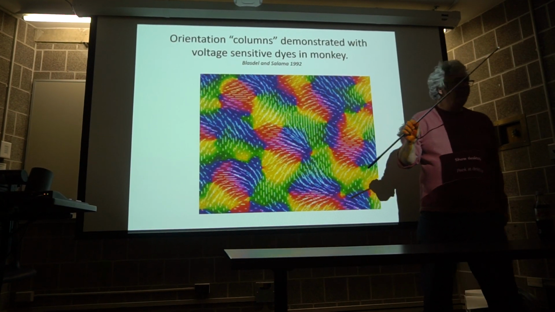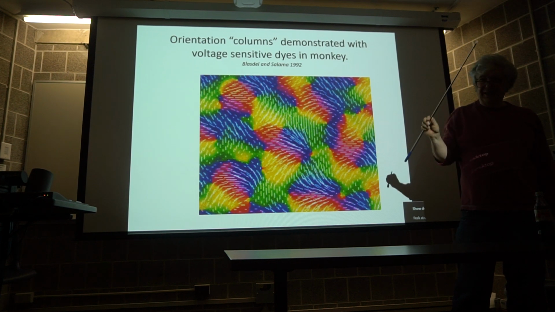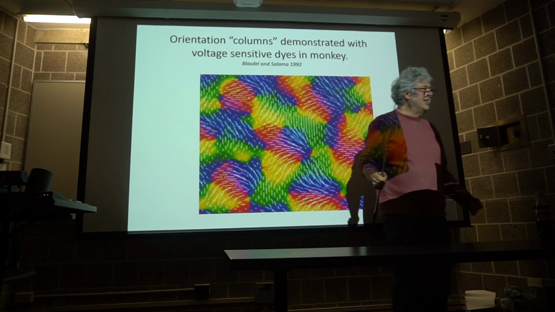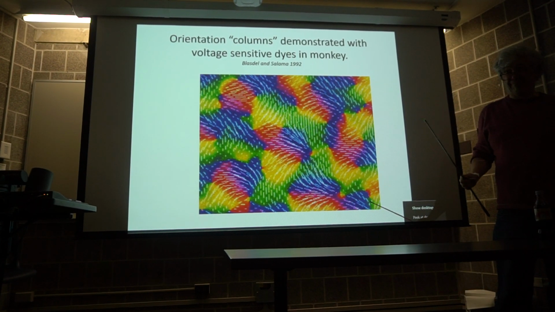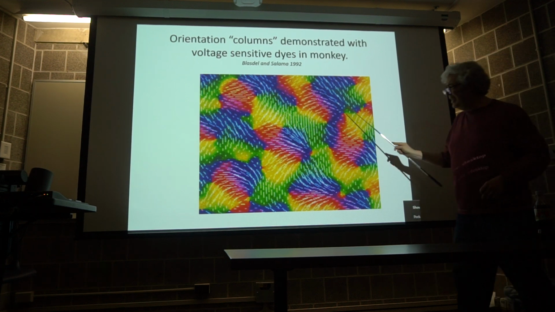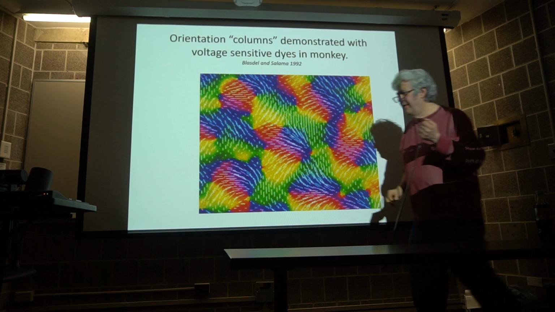It's as though at some places there's a logical, systematic change in the preferred orientation. So these are so-called orientation columns. They don't really look like columns at all. They look more like pinwheels, and the recent literature tends to call them pinwheels. But again, you can see orientation preference is not randomly scattered.